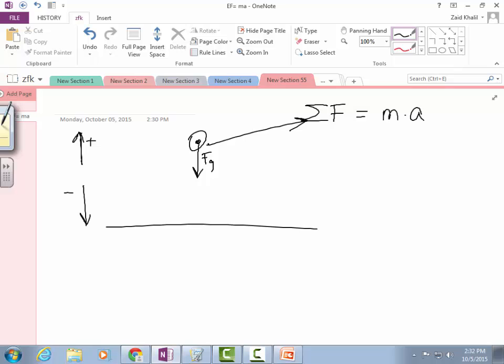So, what is the net force? What are the forces acting on this body? What's the body? The egg. What are the forces acting on the egg? Gravity. Which direction does it act? Down. And what is down? Negative. So therefore, it is negative Fg. Negative Fg is equal to m times a. But what is a equal to? Negative g.